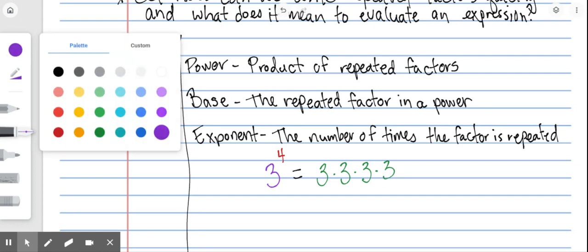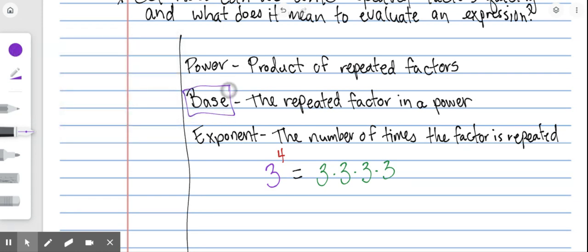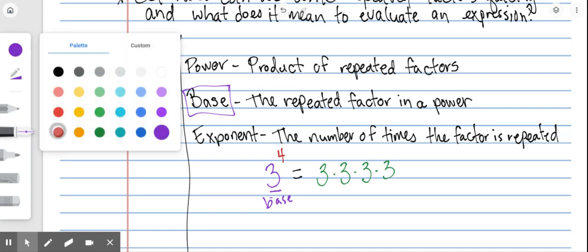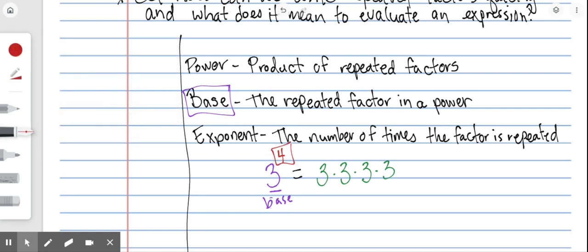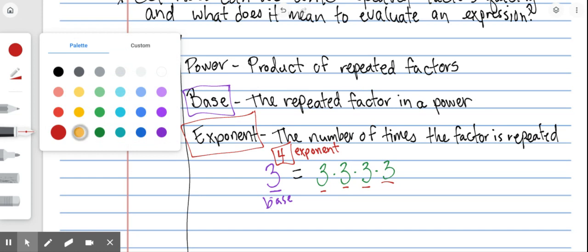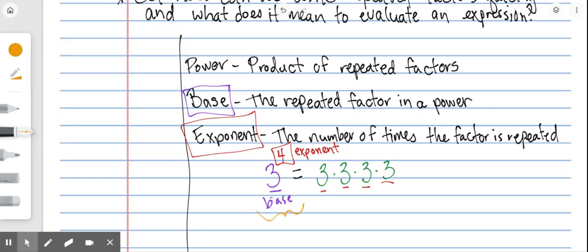So the base is the purple number. The base is the number that's being repeated, or the repeated factor in a power. This is the base. The exponent is the red number. This is the number of times the factor is repeated. And you can tell that that's the number of times the factor is repeated because when I rewrote it, there were 4 3s. So that's the exponent.